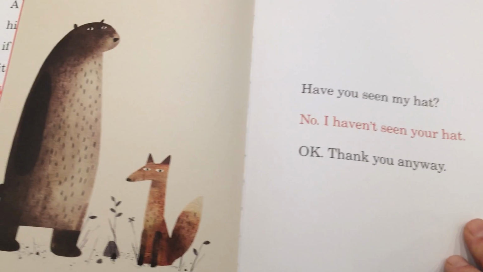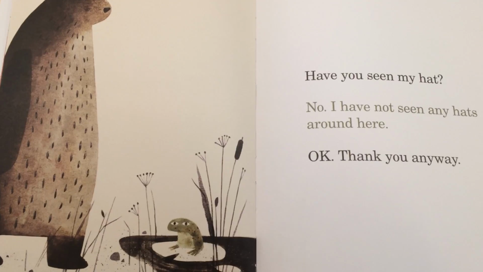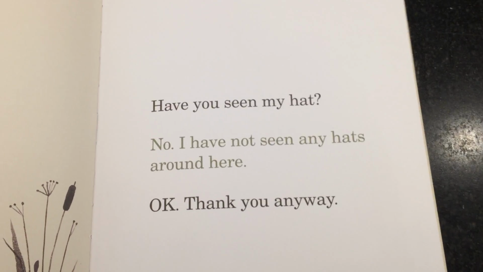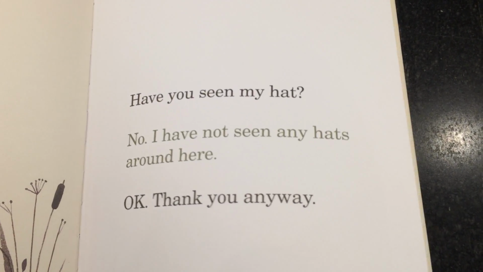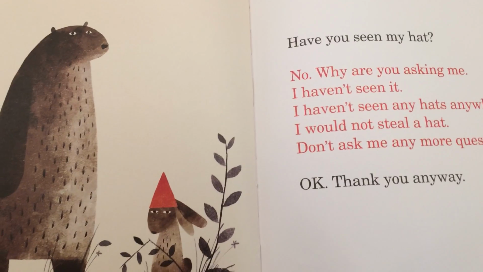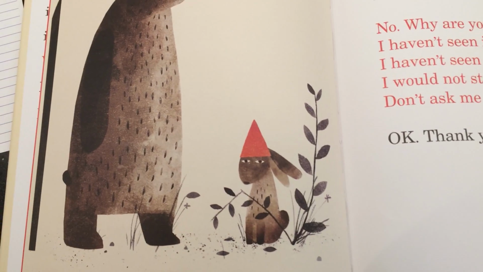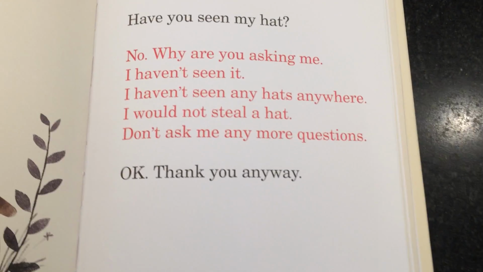"Okay, thank you anyway." All right, and then we see he meets the frog, and the dialogue is exactly the same. "Have you seen my hat?" "No, I have not seen any hats around here." "Okay, thank you anyway." "Have you seen my hat?" Oh, he meets this rabbit, and boy, he has a lot more to say.